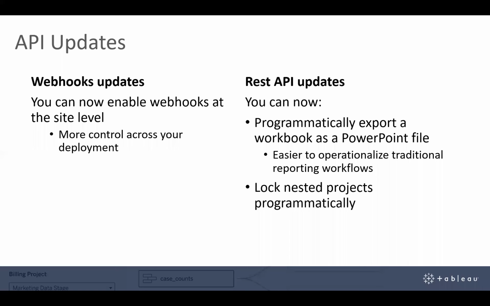Updates around webhooks: you can now enable webhooks at the site level, giving you more fine-grained control across your deployment of Server or Online. And then REST API updates: you can now programmatically export a workbook as a PowerPoint file, which makes it a lot easier to operationalize those traditional reporting workflows. And you can also lock nested projects programmatically too.